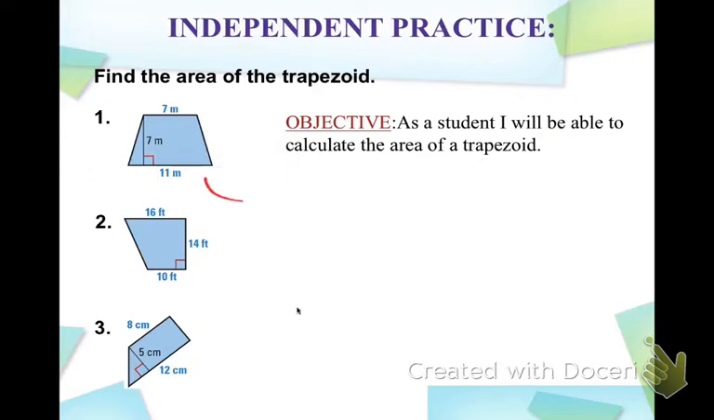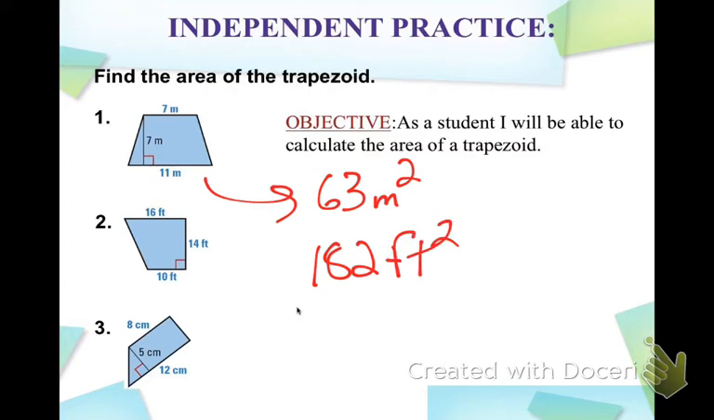All right, the first one, you should have gotten 63 meters squared. Number 2, you should have gotten 182 feet squared. And finally, for the last one, you should have gotten 50 centimeters squared. Remember, you need to show all of your work to get your points on your graphic organizer. Hopefully you figured this one out.